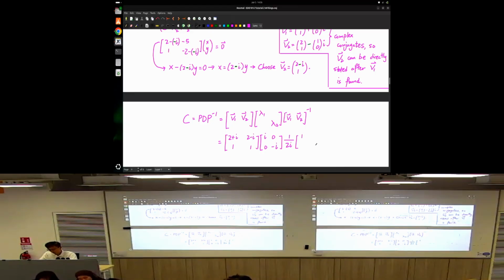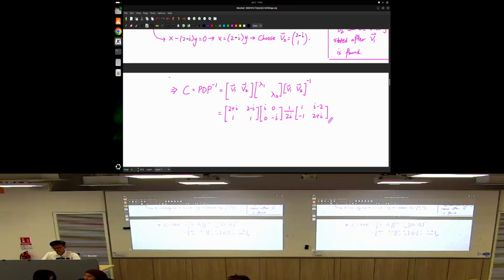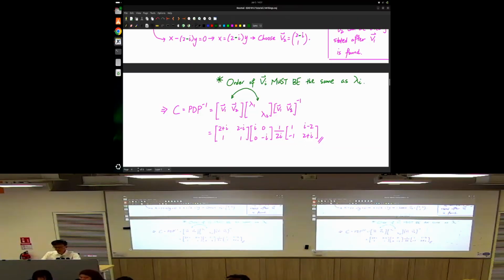Then multiply by the matrix with 1, 2 plus i, and throwing a minus to the off diagonals, so i, minus 2. Okay, I better put down the thing here. Any objections? The order must be equivalent. If you mess up, then of course you will not get the original matrix C when you multiply out. So you can see for complex eigenvectors, maybe a little bit tedious, but it's perfectly doable. The rest of question 6, I'll leave it to you.